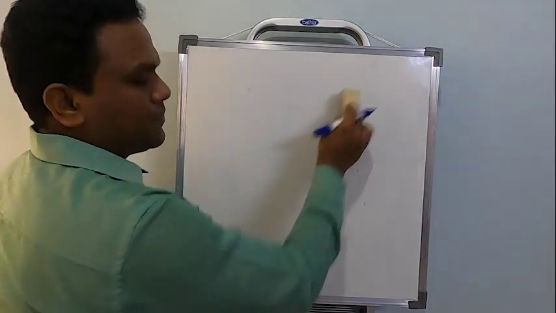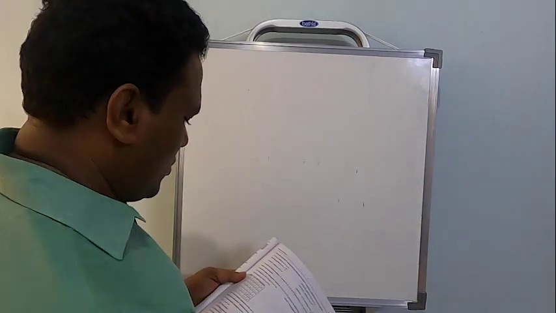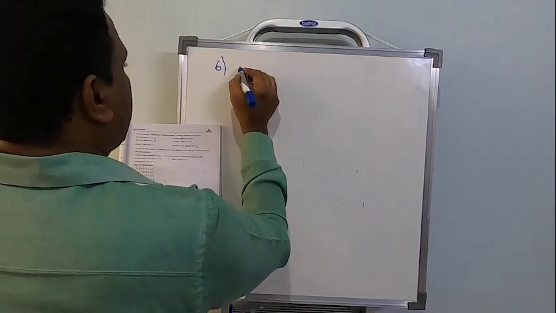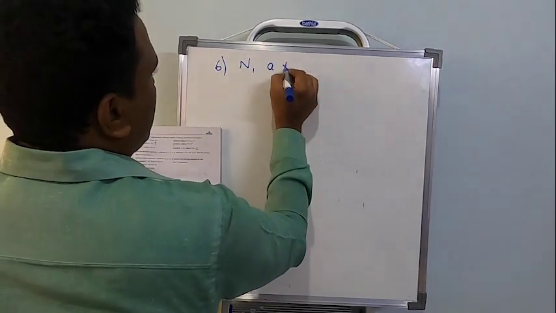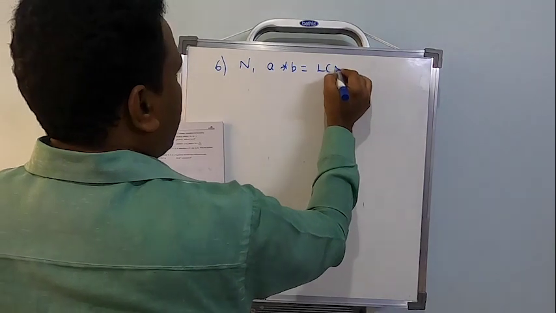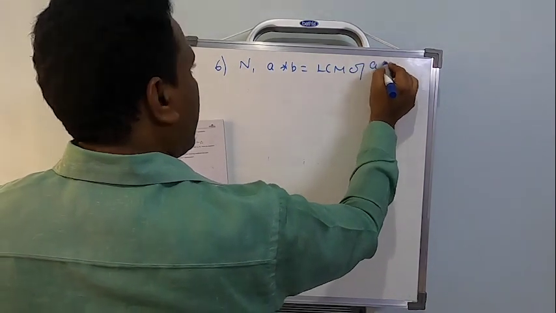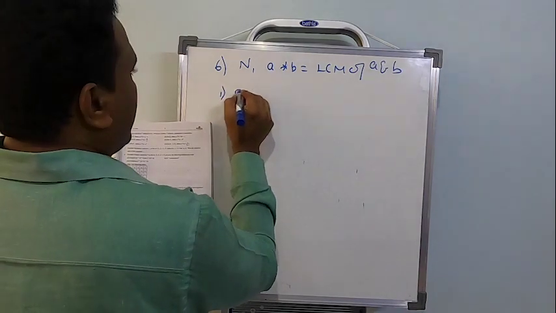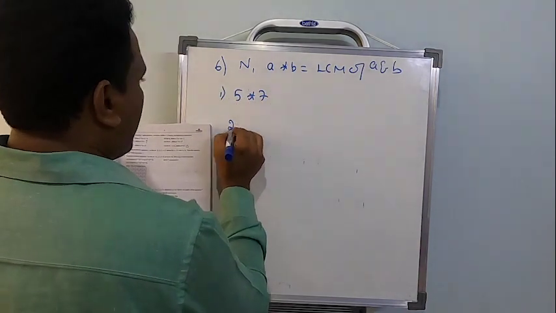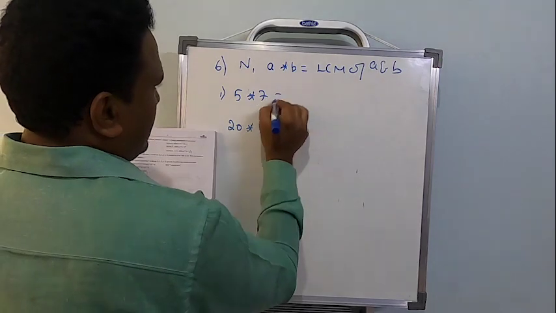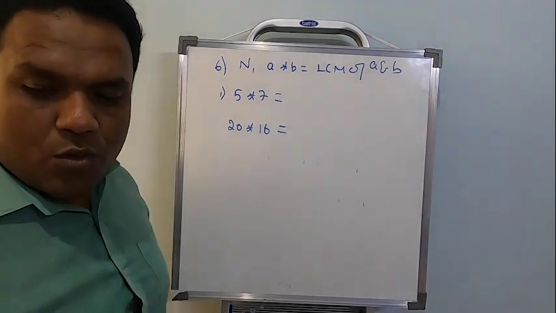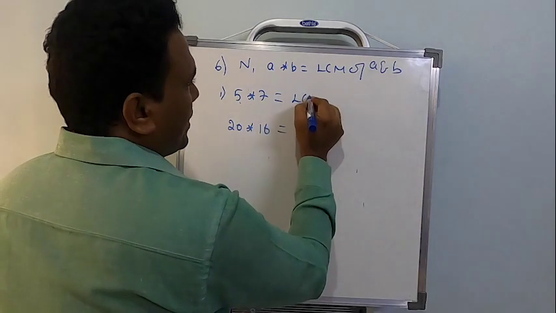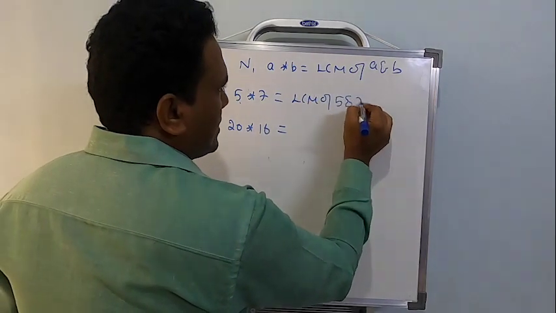Fine, students? Now, let's go back to problem number 6. Problem number 6 is defined on natural numbers. A star B is defined as LCM of A and B. Using this, the first one, we need to find 5 star 7 and also 20 star 16. So, what is 5 star 7? According to the given definition, 5 star 7 should be LCM of 5 and 7.